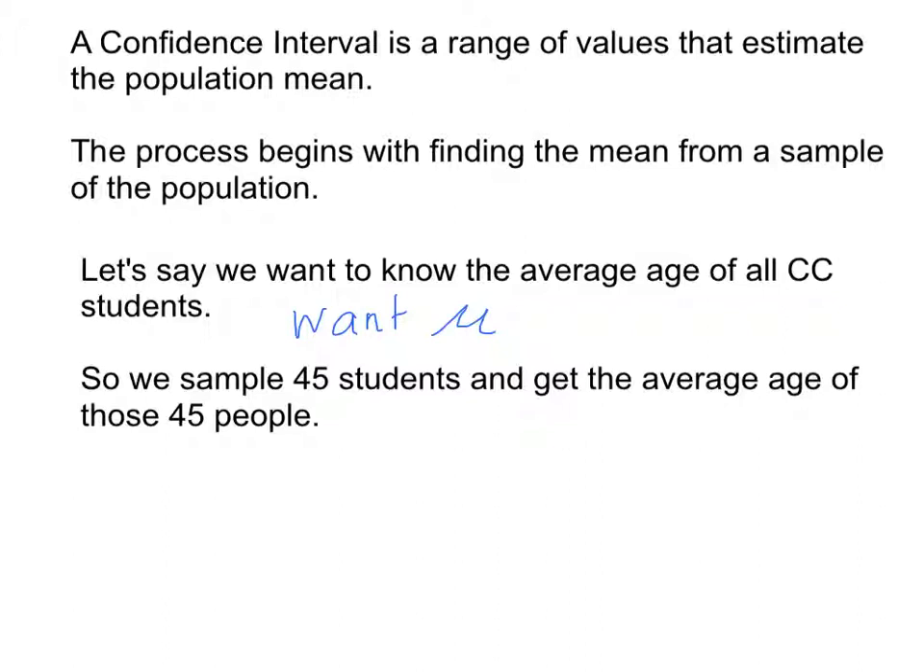So what we get is X bar, and X bar comes from the sample, and it's the average age of the sample. And we're going to estimate the population mean from what we know of X bar.